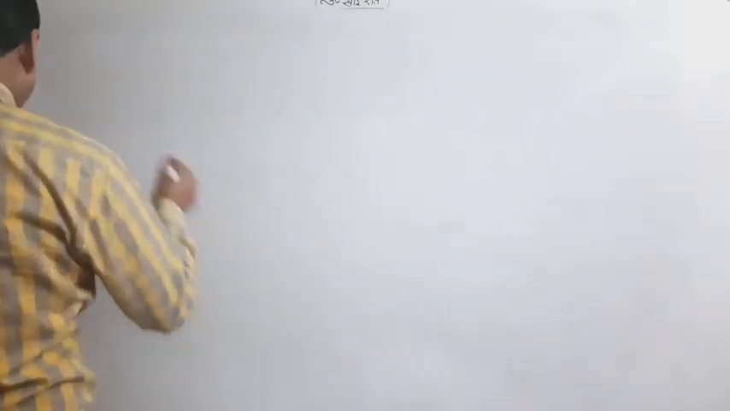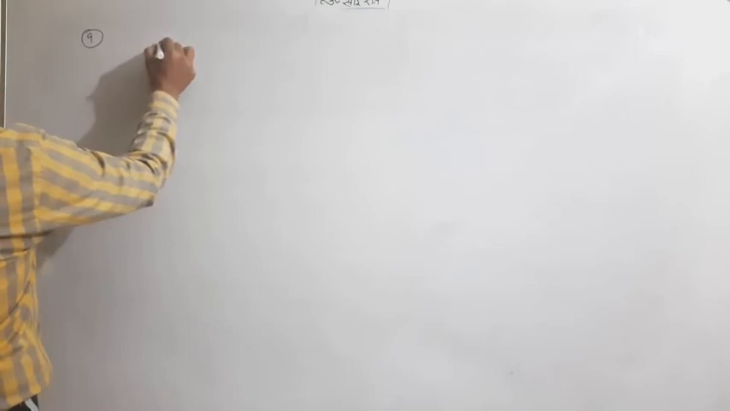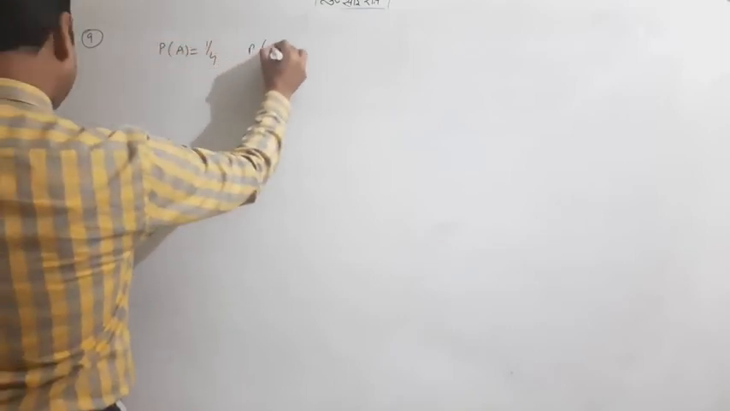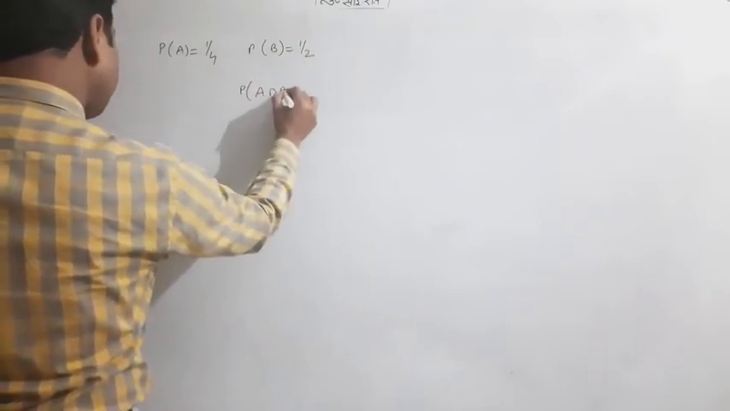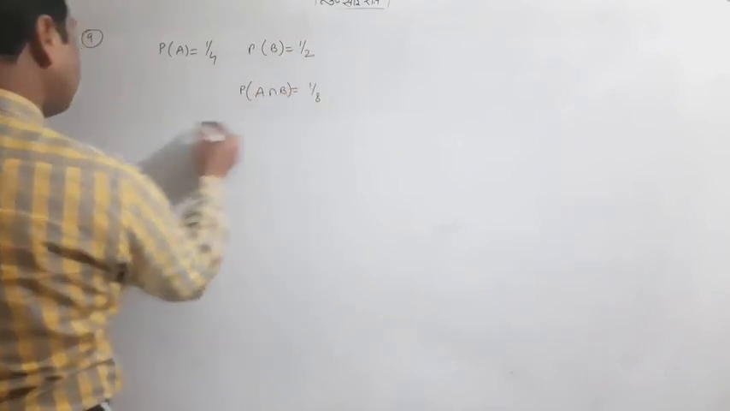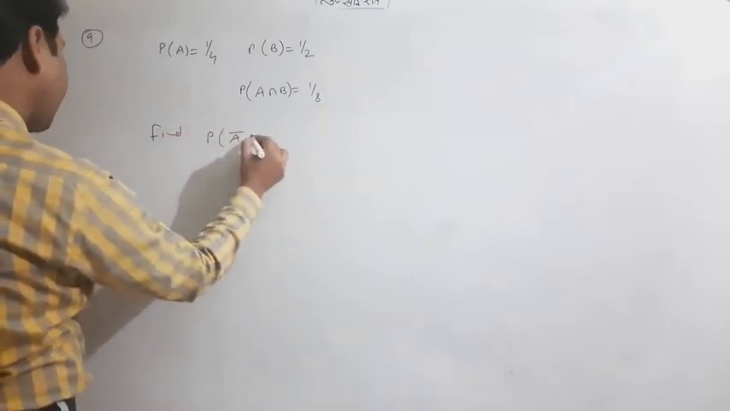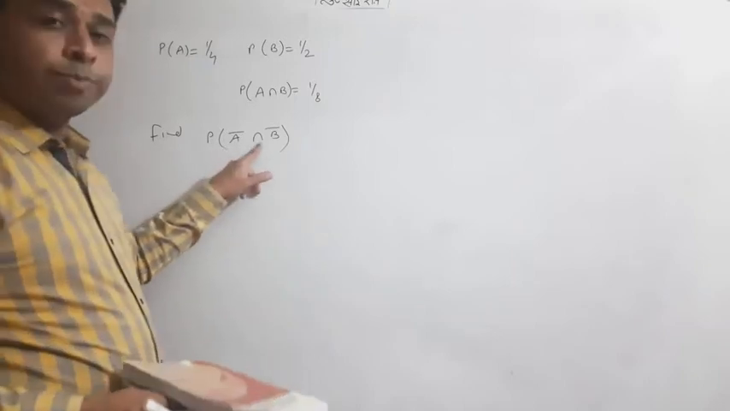Look at the 9th, I'm sharing with you. Given that P of A is equal to 1 by 4, P of B is equal to 1 by 2, P of A intersection B is equal to 1 by 8. Find the value of P of not A and not B. Try to understand the language. P of not A and not B.